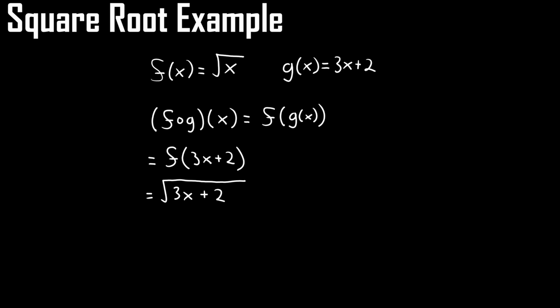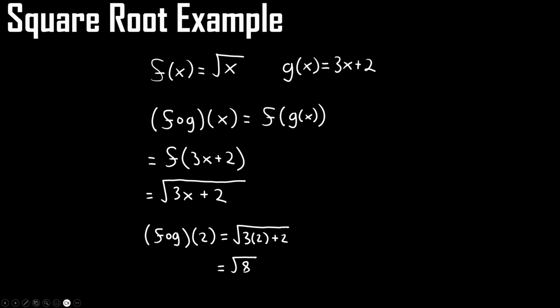Now we can evaluate it. And so let's say we're given x equals 2. So we want to find f of g of 2, which equals the square root of 3 times 2 plus 2, which simplifies to the square root of 8. And that is our answer.